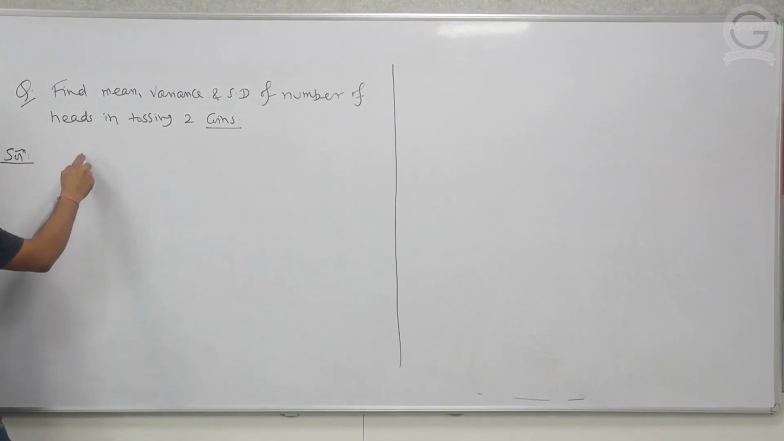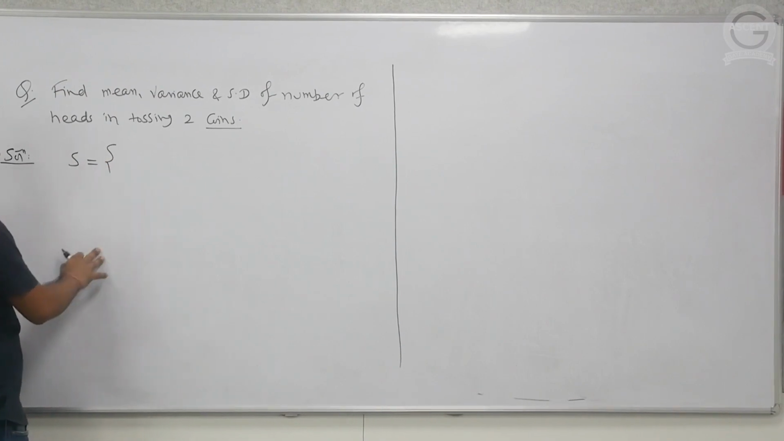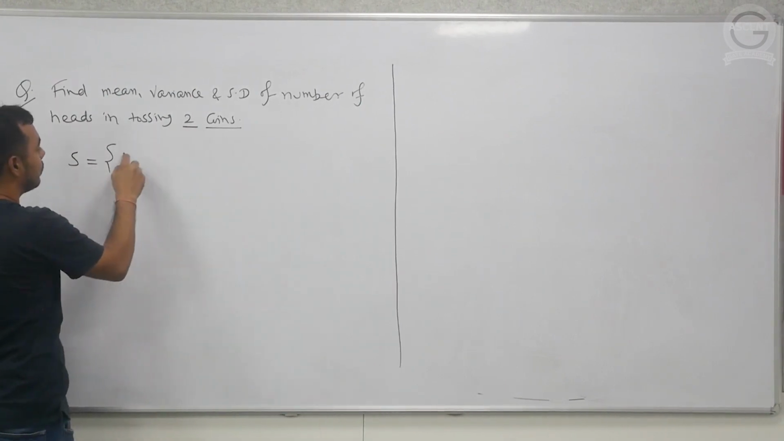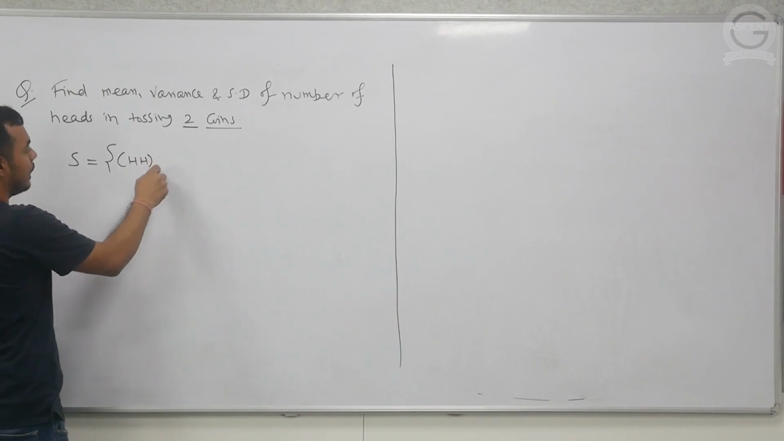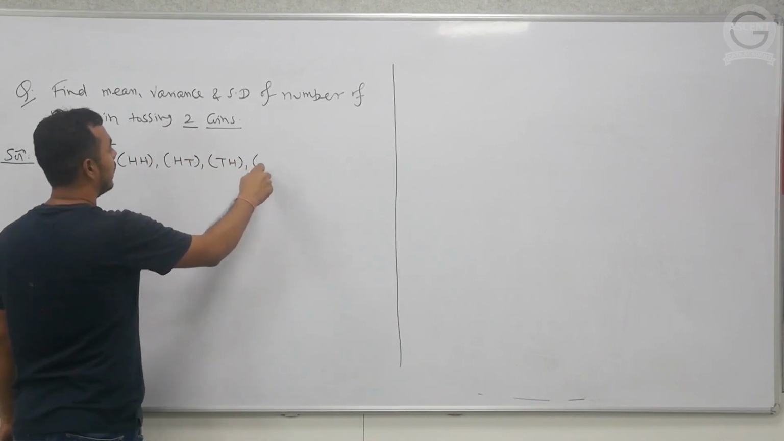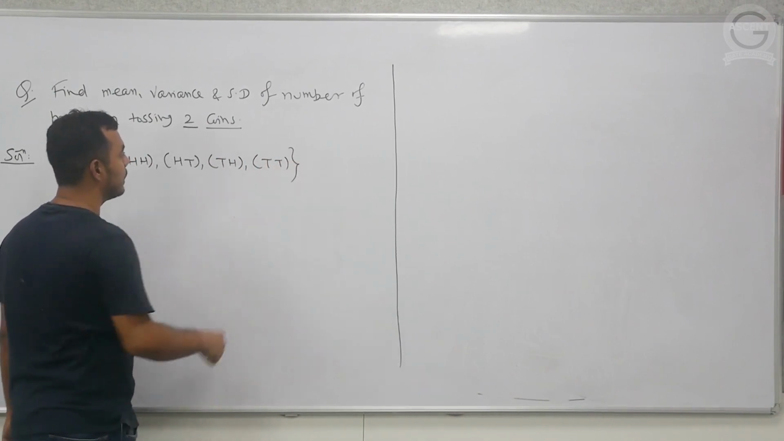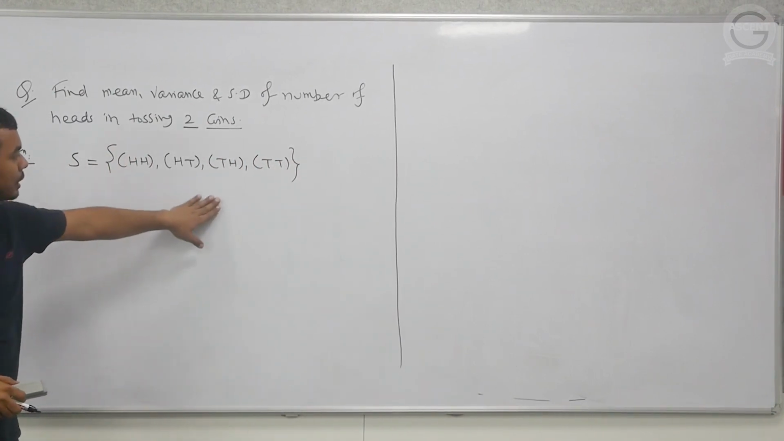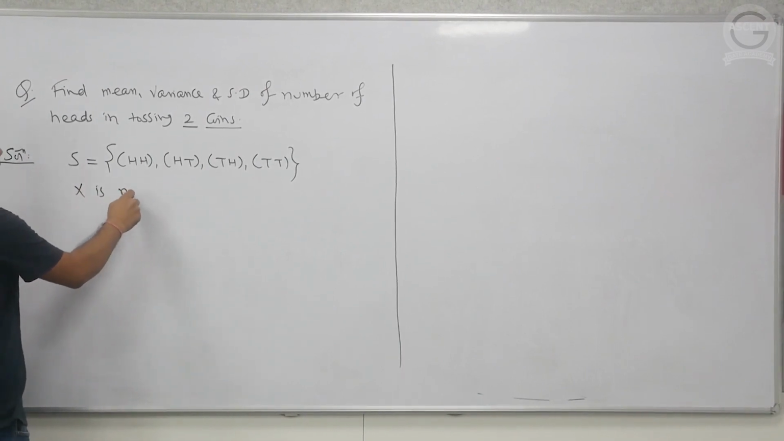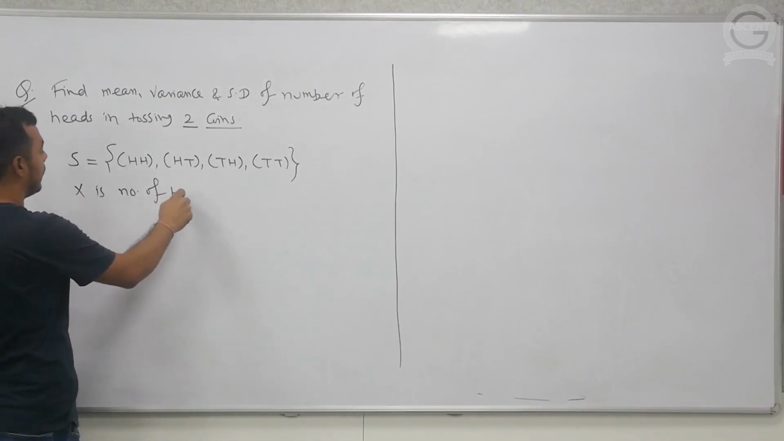Now for that, first we need to find the sample space, and we have to see what are the different values of x and their corresponding probability. X is representing number of heads. So if we are tossing two coins, we know that in that case the sample space will be head head, head tail, tail head, and tail tail. So this will be the sample space. These are the four possibilities. We are tossing two coins. Now x is representing number of heads.